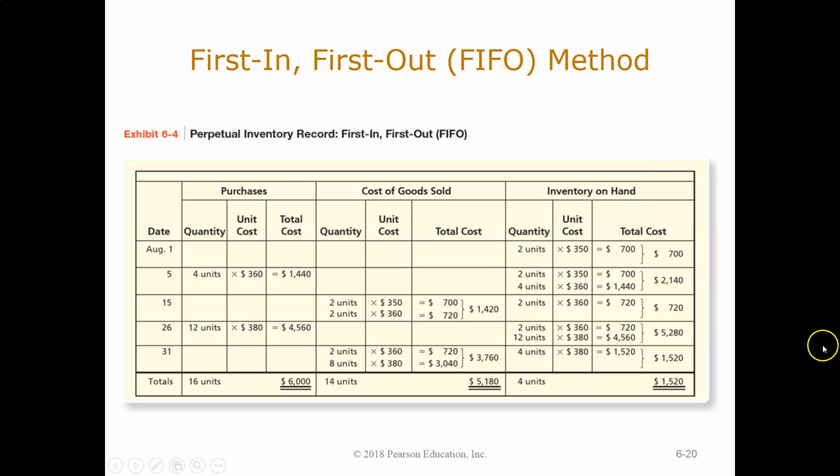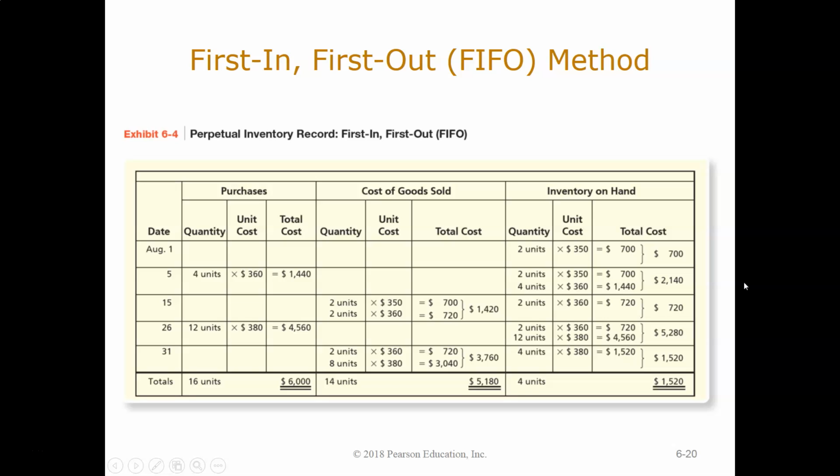So let's start this example. On August 1, they are telling us that at the beginning of the period, when we open our doors, we have 2 units available for sale. We paid $350 for each of them. So again, if this is Target and our couches, I have 2 in the store. Target paid $350 for each of them. So right now they have $700 in inventory on August 1st.